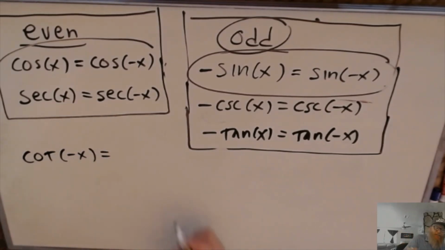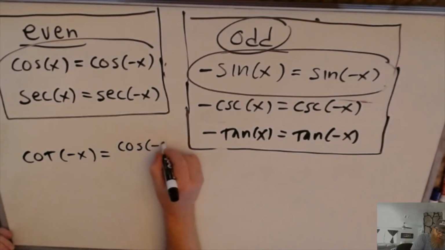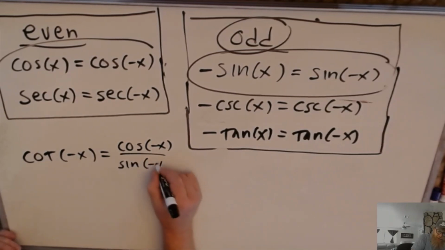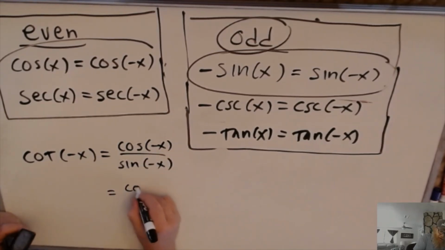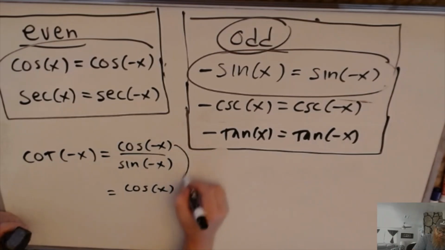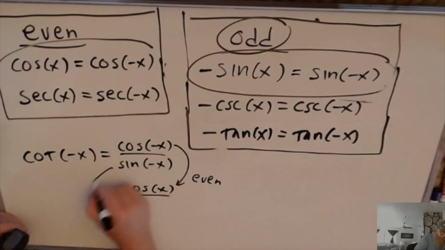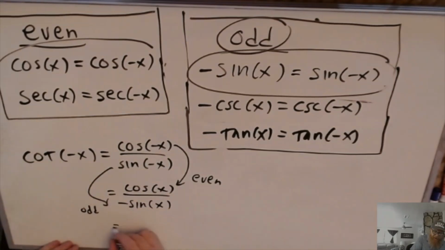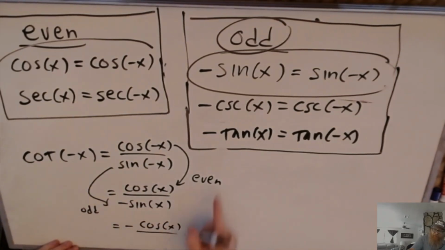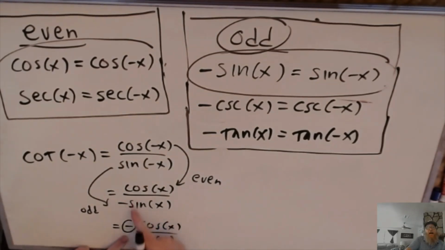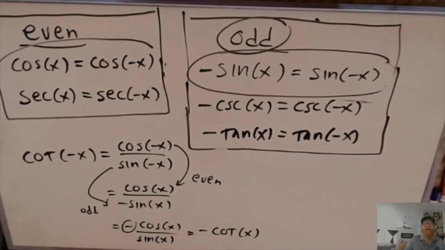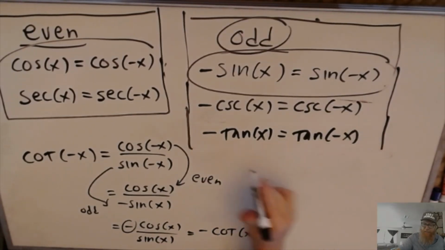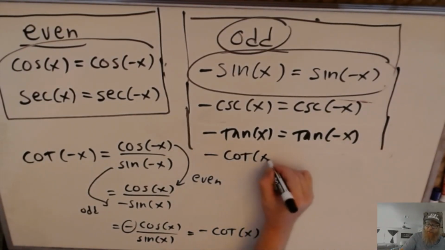For the same reason, cotangent is cosine over sine. Cosine is even. Sine is odd. And so for exactly the same reason that tangent is odd, when you take this negative outside of the sine, it goes out front and you just get negative cotangent. So that completes our list of evens and odds.